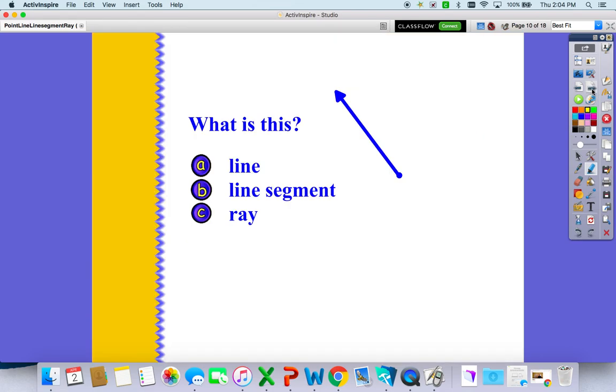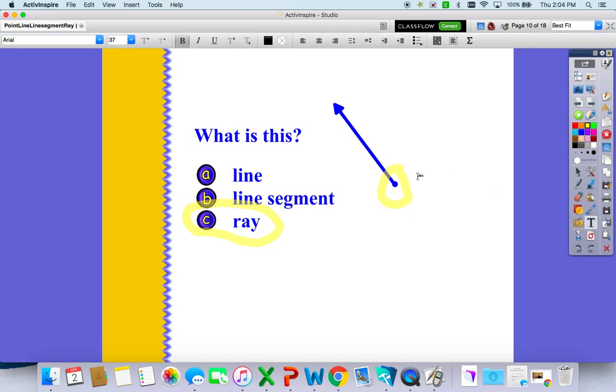All right, what is this an example of? If you said a ray, you are right again. Remember, a ray right here has a beginning point, and it extends in one direction forever and ever. There is not a name on this one. There's no point name. So I'm going to name this one point N, and I'm going to call this ray N.